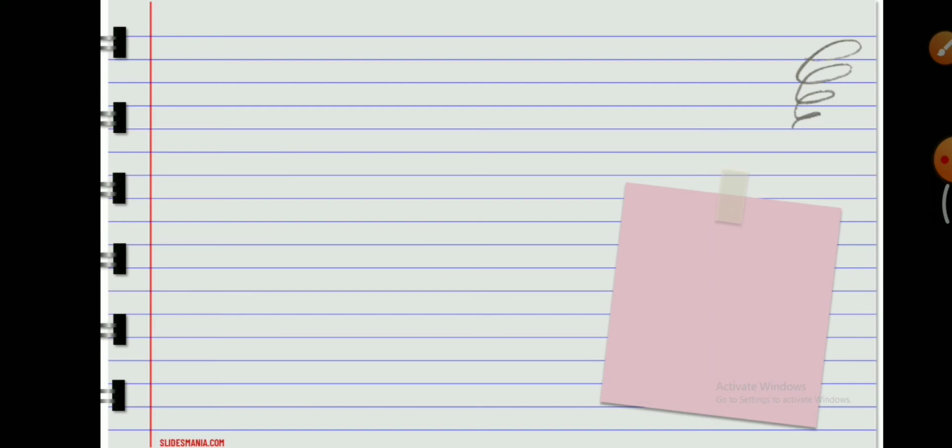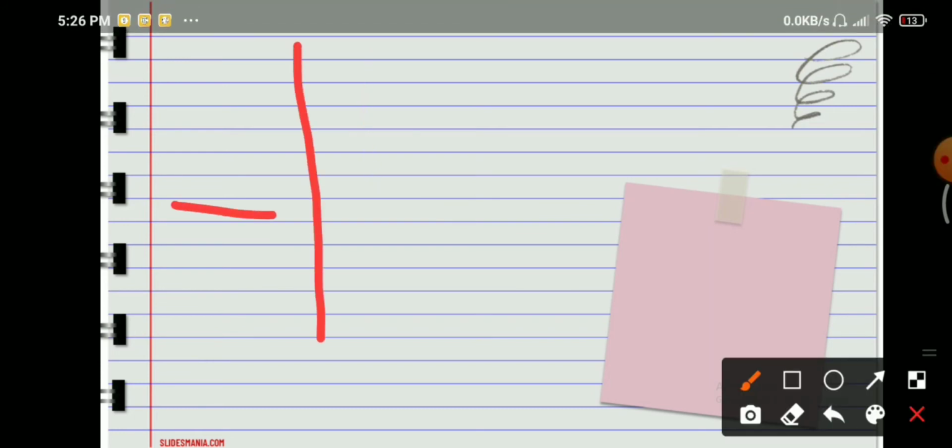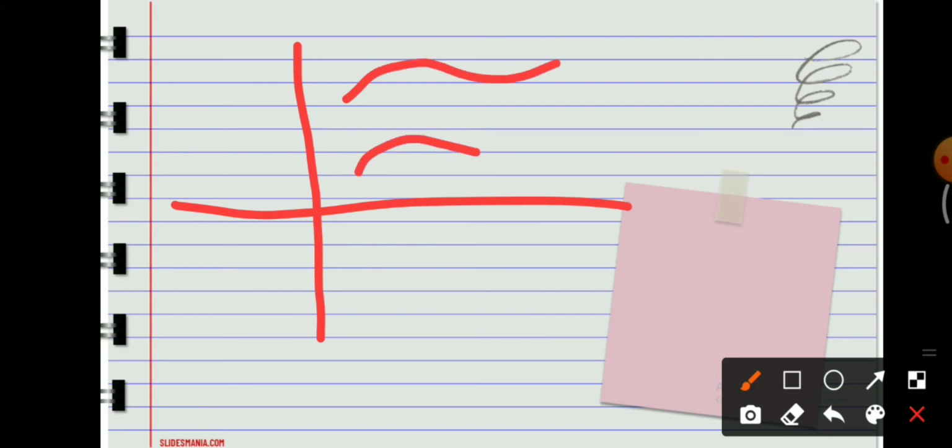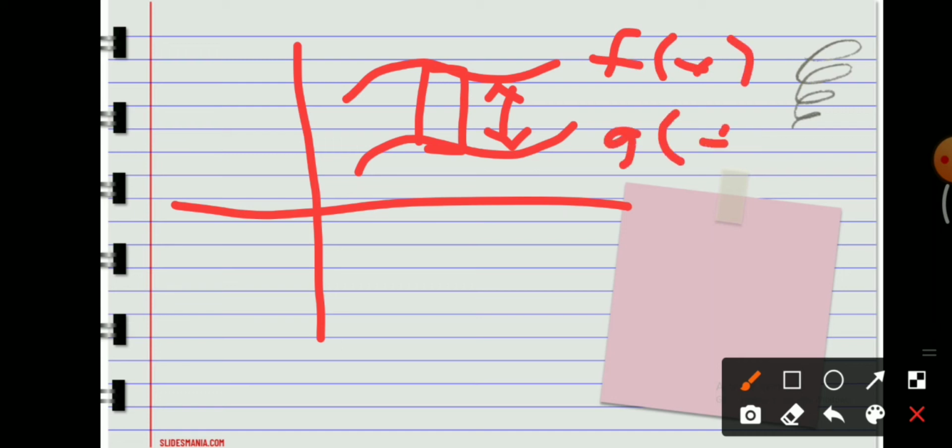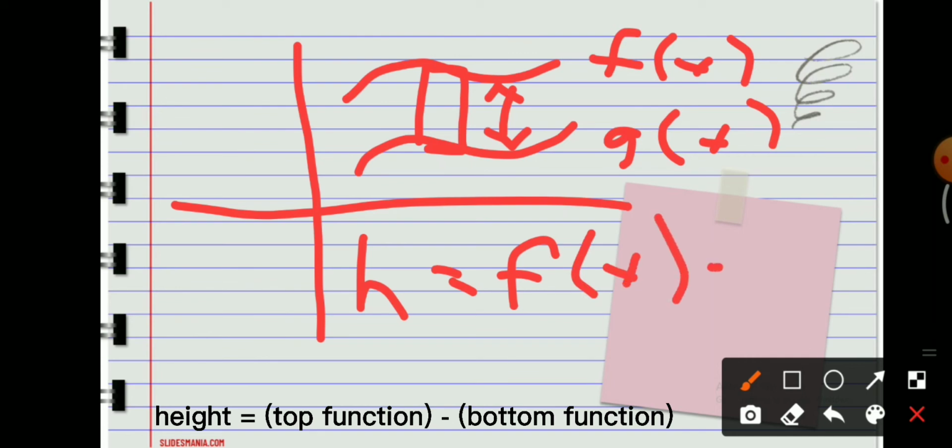There are also situations where you are given two equations that might change the radius or the height of the cylindrical shell. For example, there are two curves, this one and this is the cylindrical shell. So the height might change. So let's say that it is f of x and this is g of x. So the height of the cylindrical shell is equal to f of x minus g of x.